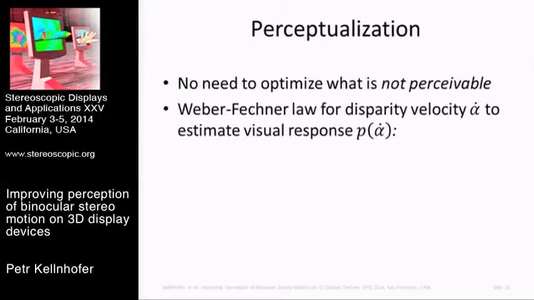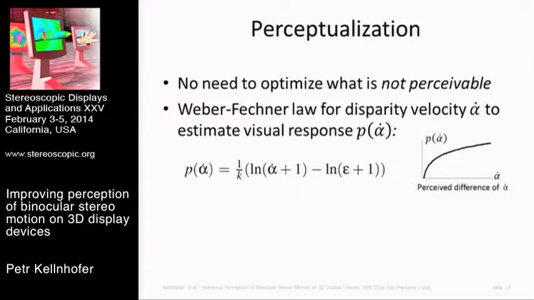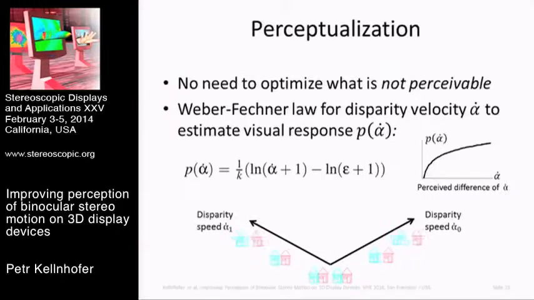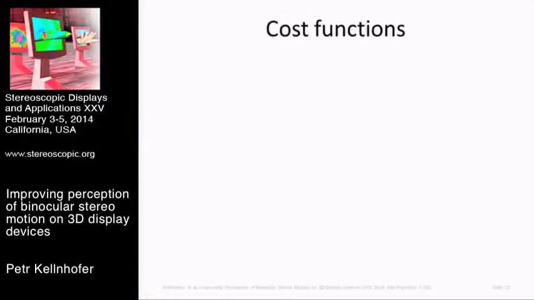So if there was ballistic trajectory, it will stay as ballistic. We do this in a perceptualized space. We use Weber-Fechner law to say that small changes of small magnitudes are more perceivable than small changes of large magnitudes. So something that is very close to the diagonal here is not perceivable, and we don't need to optimize for it.